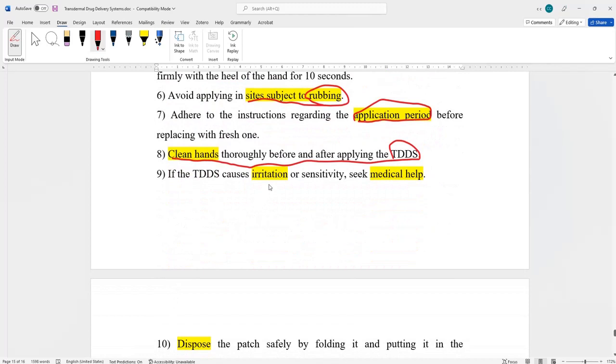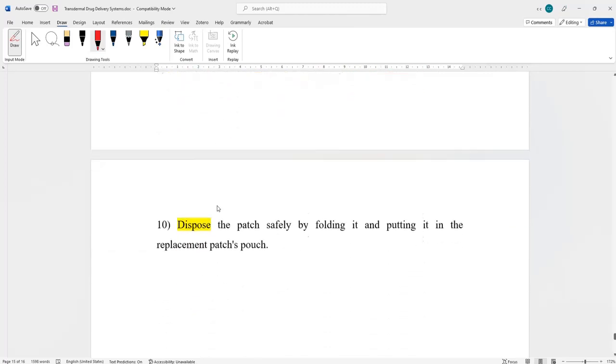Another thing is, it is possible that when the transdermal patch is applied, the customer might get irritation or sensitivity reactions, and in this case you should ask the patient to seek medical help.